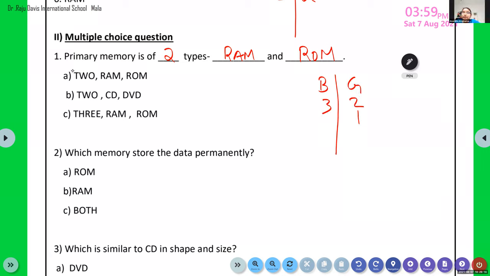Now, next question. Next, I would like to call Adi Shankar. What about the second one, my dear? Which memory stores the data permanently? ROM, RAM, or both? We have discussed with this example of the tattoos. So, RAM or ROM or both? ROM. Excellent. Very good, my dear.